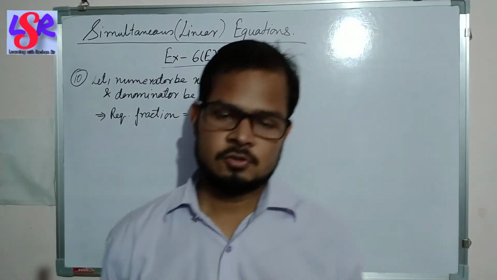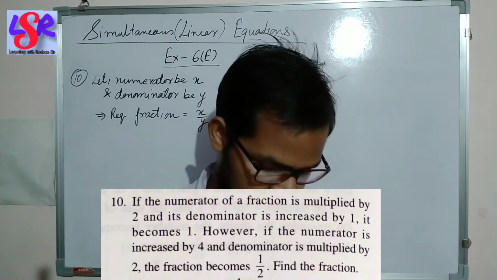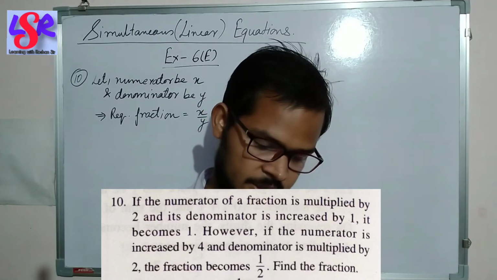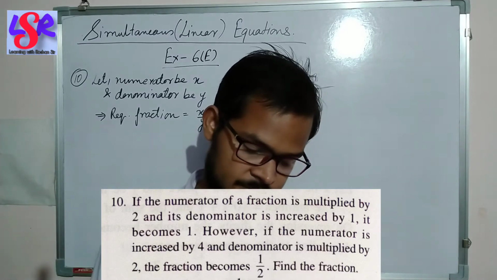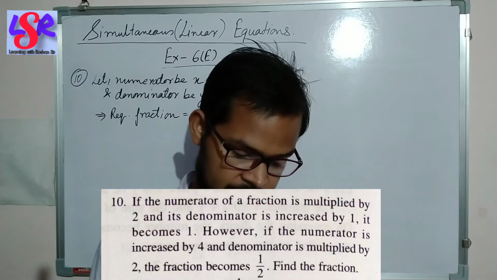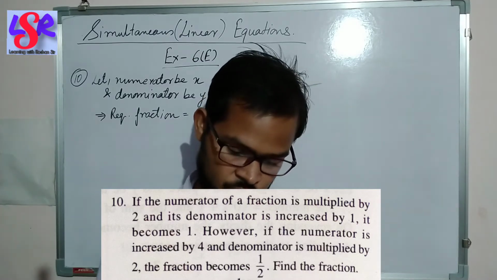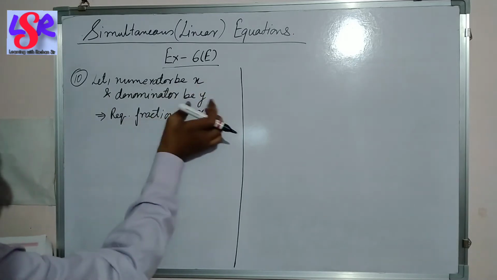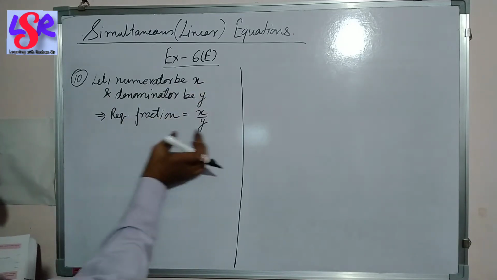Now let's go with question number 10. Here we have: if the numerator of a fraction is multiplied by 2 and its denominator is increased by 1, it becomes 1. However, if the numerator is increased by 4 and the denominator is multiplied by 2, the fraction becomes 1 by 2. Find the fraction. Here, let the numerator be x and the denominator be y, and then the fraction becomes x upon y.